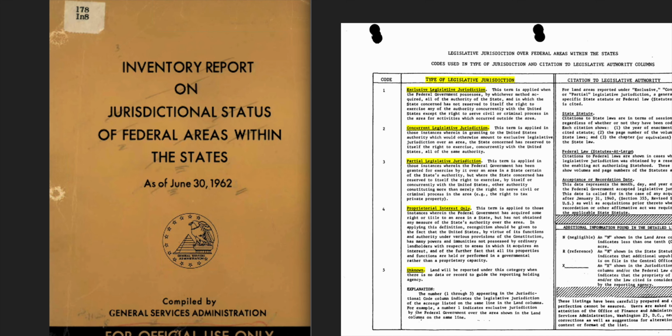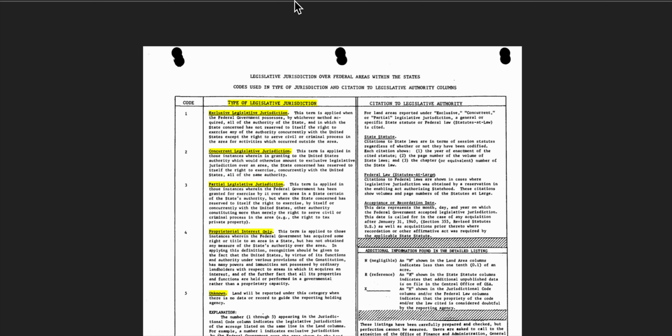Okay, so here we have the inventory report on jurisdictional status of federal areas within the states from 1962, and these are the 5 types of jurisdictions. We have, of course, Code 1, exclusive, Code 2, concurrent, Code 3, partial, Code 4, proprietorial, and Code 5, unknown.